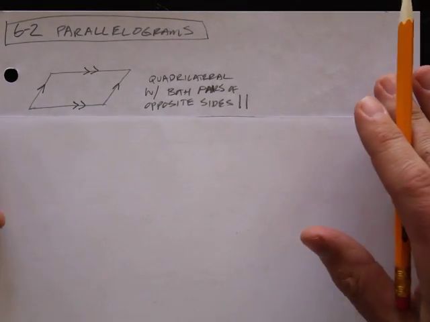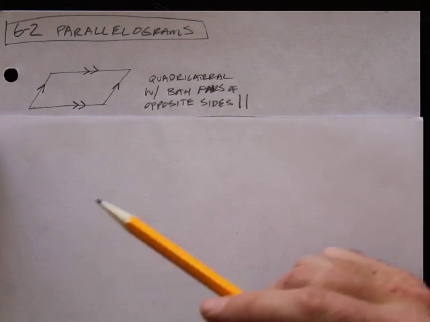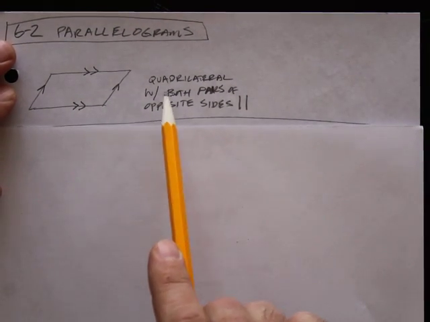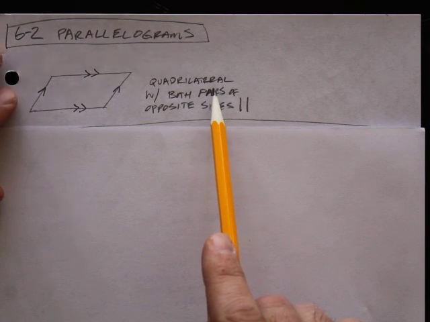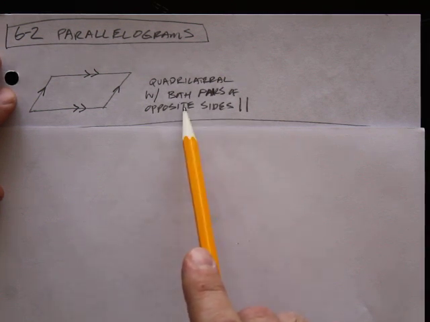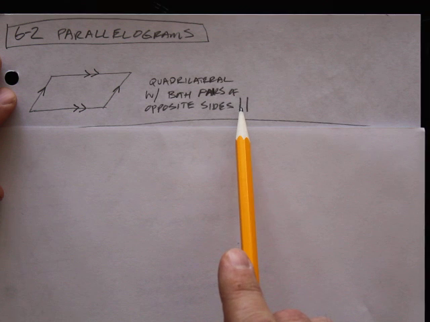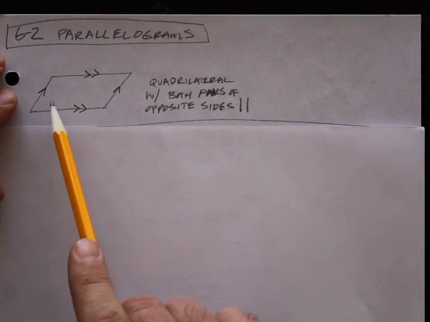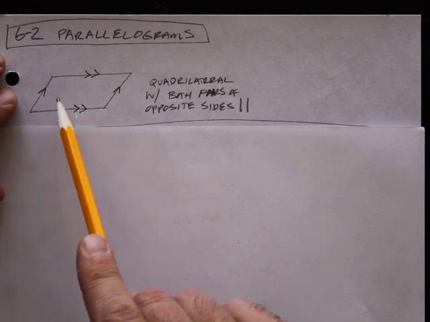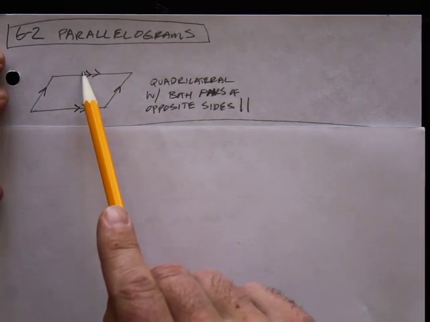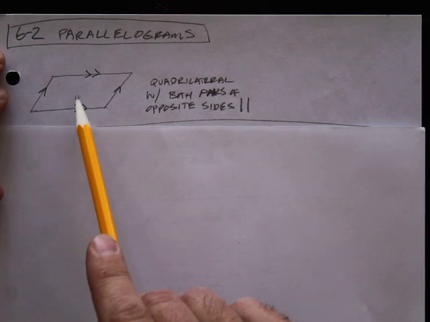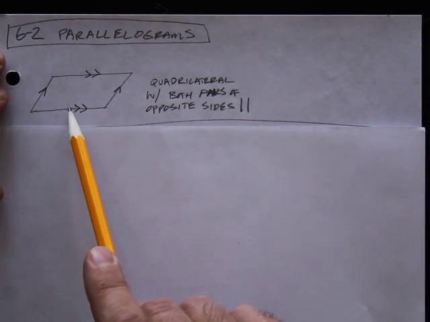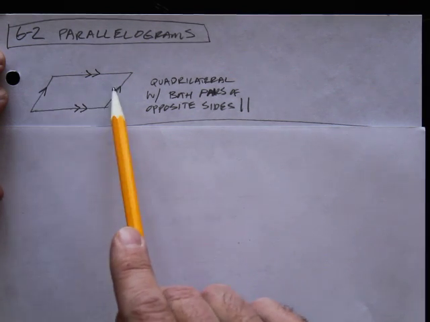Let's talk about these parallelograms. We talked about parallelograms a little bit in the last section, but now we're going to get really into them. A parallelogram is a quadrilateral with both pairs of opposite sides parallel. So quadrilateral, four-sided object, or four-sided polygon. These two sides that are opposite each other are parallel, and these two sides are parallel.